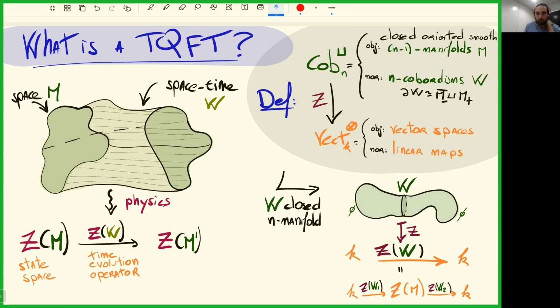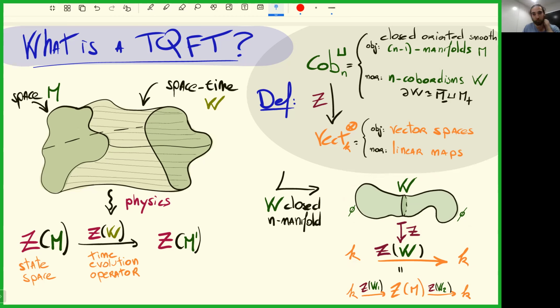And so my TQFT Z on this closed n-manifold will give me a linear map from K to K, and this is just a scalar. So I get a scalar, a diffeomorphism invariant of closed n-manifolds. This is always nice. It can help me distinguish n-manifolds, maybe.